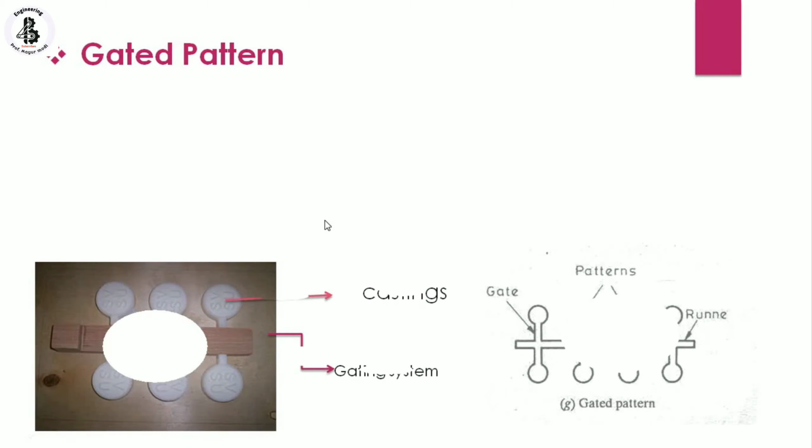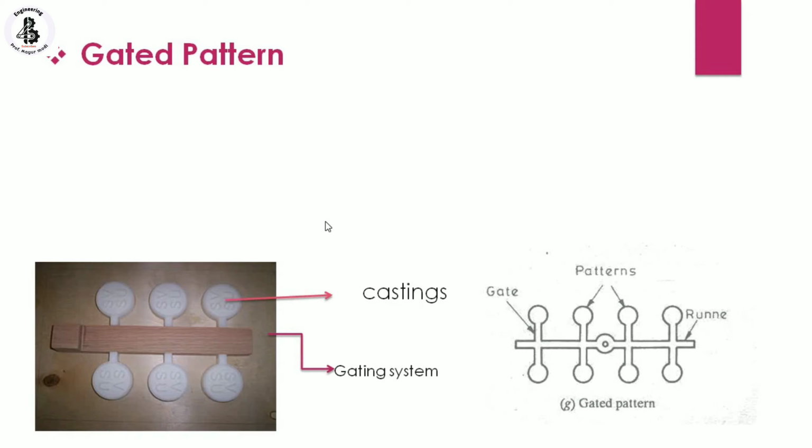The next one is the gated pattern. As you can see in the figure, it is represented as a gated pattern. There are runners and gating systems, and on both sides of the runners, patterns of different shapes and sizes are fixed. In the center, a hole is provided, and at the top side the molten metal is poured.